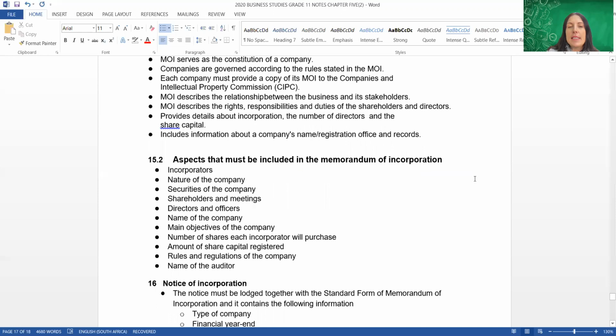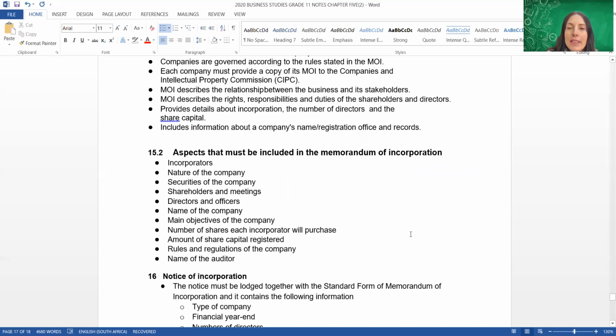All right, so here they tell us what must be included in this MOI. First of all, the incorporators. If you want to add there on your notes, who are incorporators? Those are the founding people or the founding persons of this company. So the people who decide to start this company, they are called the incorporators.